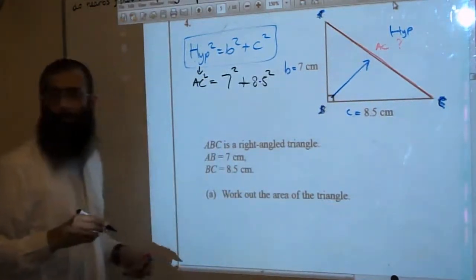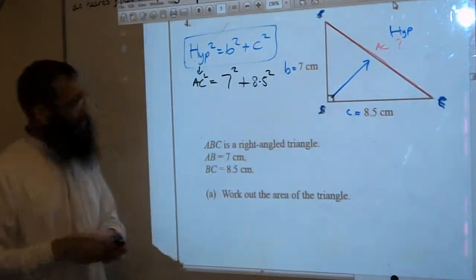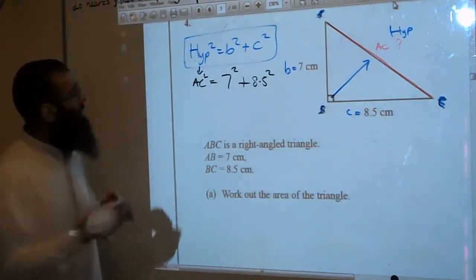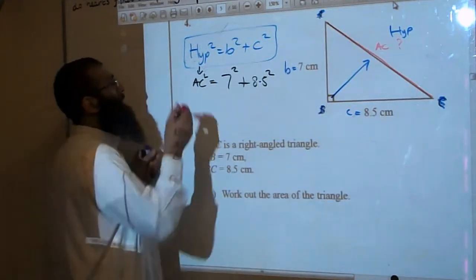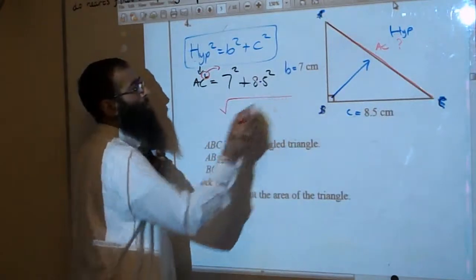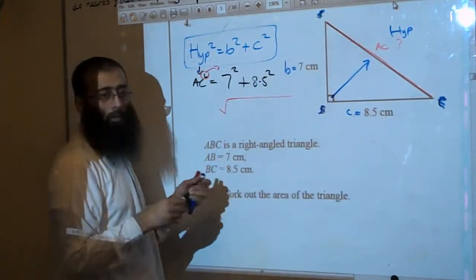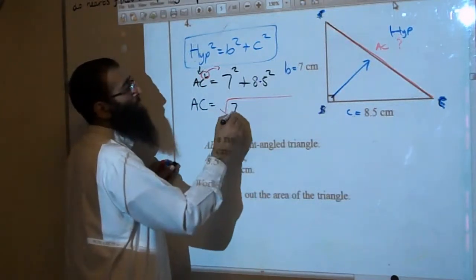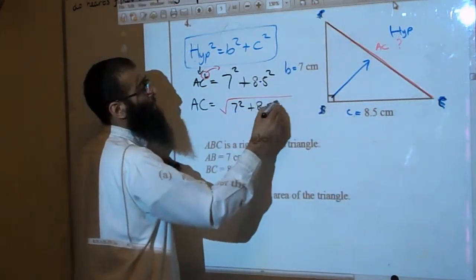squared. Right now, I don't want AC squared, I want AC. So what to do with the squared? We grab the squared, take it over, it becomes a square root. So everything you've got to do step by step. So we have 7 squared plus 8.5 squared.